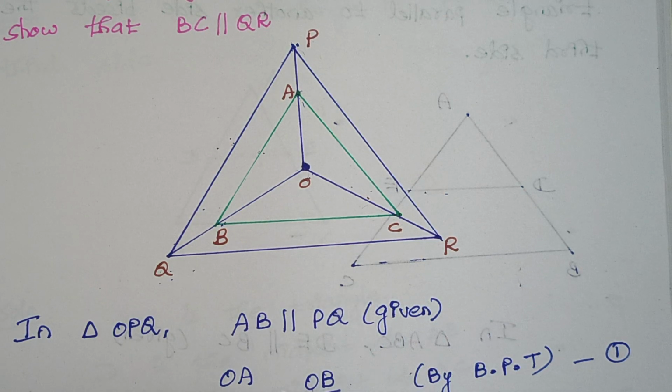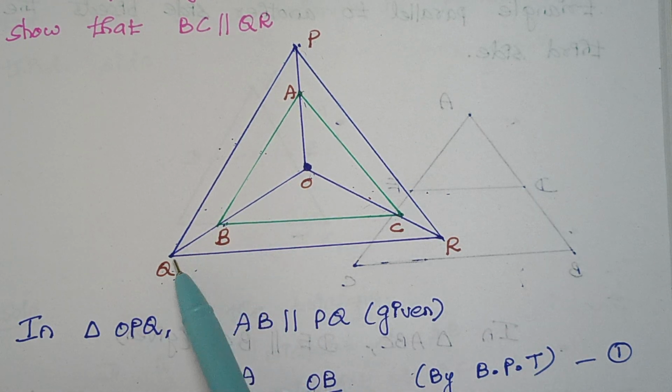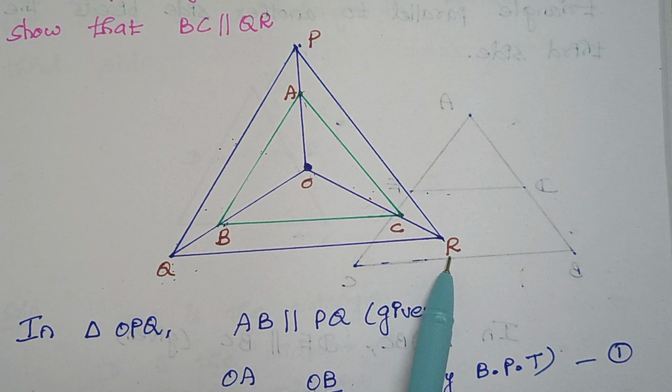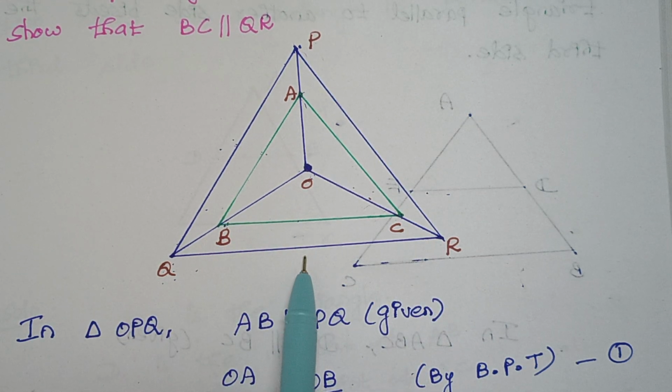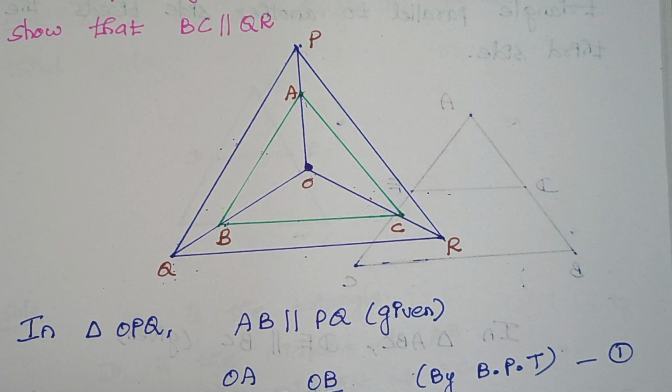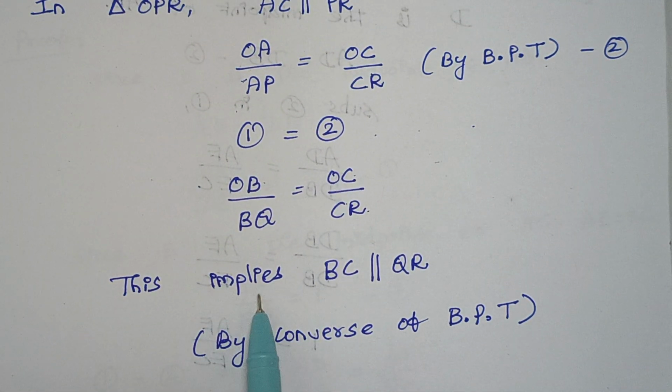Now here we have to make use of the converse of the basic proportionality theorem. When the ratios of the sides of the triangle are equal, then obviously this line is parallel to this line. So finally we are concluding: this implies BC is parallel to QR. Here we are making use of the converse of the basic proportionality theorem.